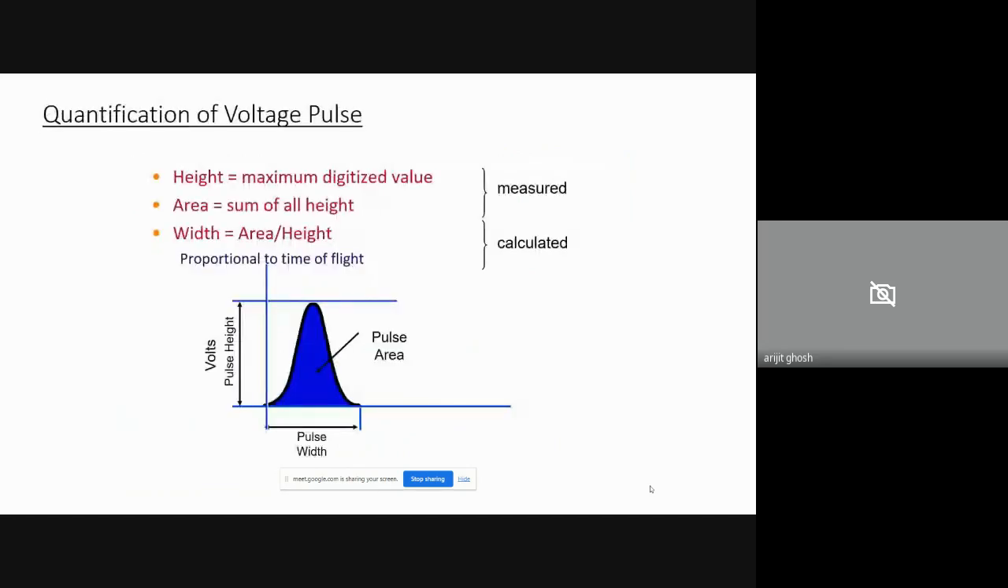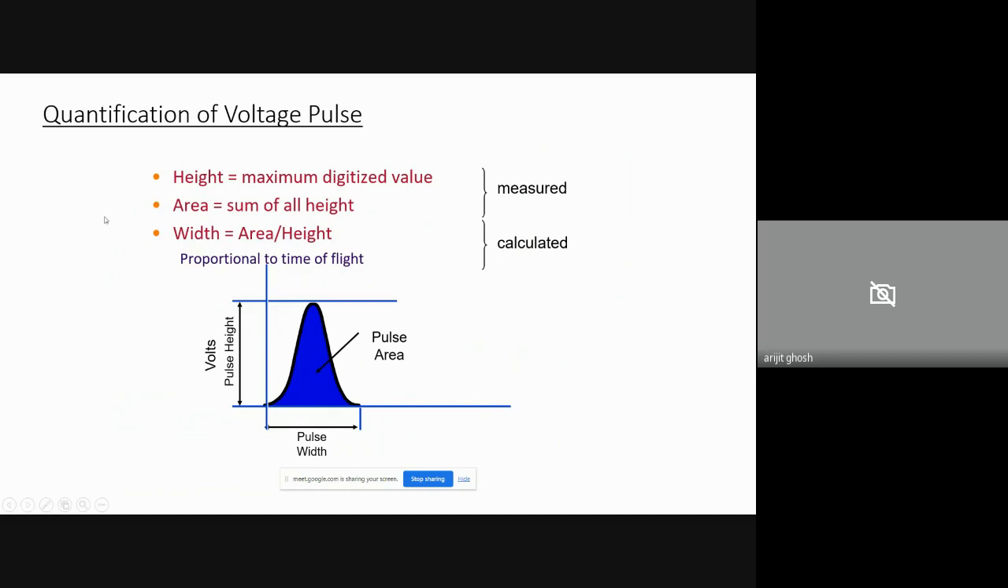So now, what are the different parameters of a voltage pulse? There are mainly three of them: height, area, and width. So, what is height? Height is measured by the maximum digitized value, which is the peak of the pulse, from the base to the peak of the pulse.